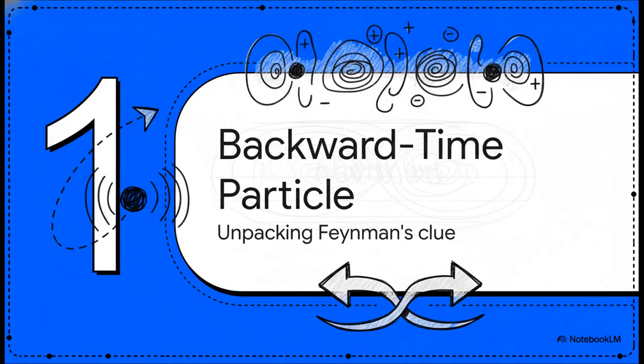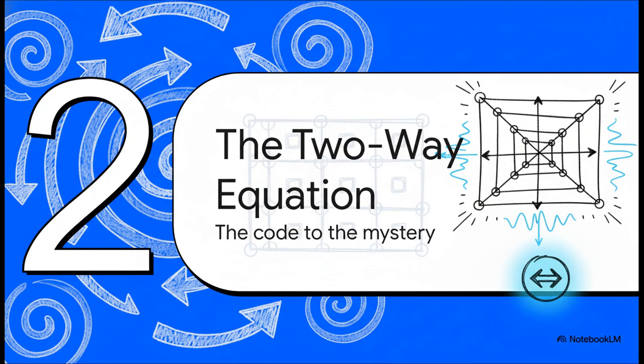So that brings us to Section 1, Feynman's backward time particle. We're going to really unpack this strange clue. I mean, what does it even mean for something to move backward in time? And if it's possible, what does that do to our understanding of the forces that run the entire universe? Which brings us right to Section 2, the two-way time equation.